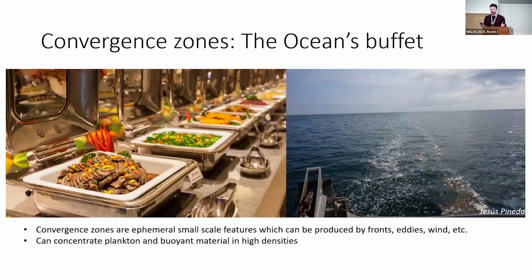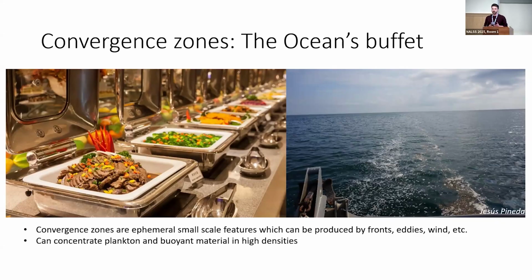So we have convergence zones, which is kind of like if you had a buffet, but in the water. You can see over here in this image, the line of buoyant algae going across here is an example of a convergence zone. Convergence zones are basically ephemeral small-scale features in the surface oceans. They can be produced in a variety of ways. A lot of times they take place at interfaces, like at tidal fronts or river discharge.